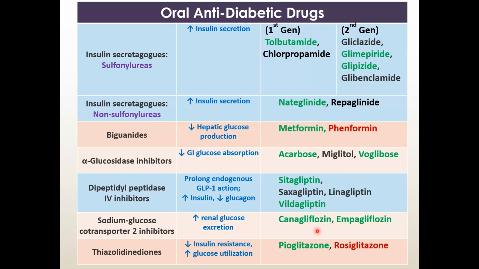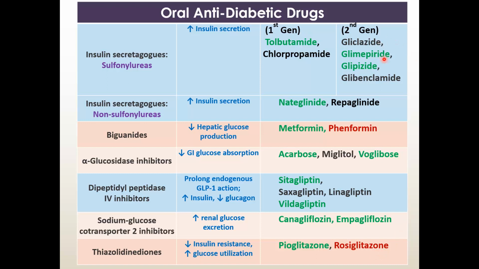SGLT2 inhibitors are canagliflozin and empagliflozin. So they end with gliflozin. And thiazolidinediones end with glitazone. So pioglitazone and rosiglitazone. Now the drugs that are mentioned in red, these are discontinued. Phenformin has been discontinued due to a very high incidence of lactic acidosis. Rosiglitazone has been discontinued in India for the complaint of increased cardiovascular mortality.